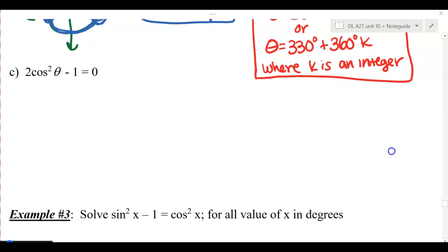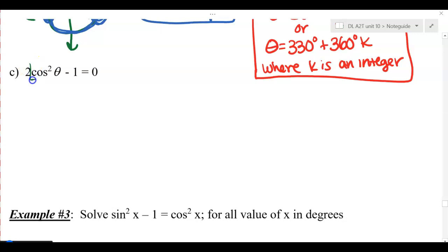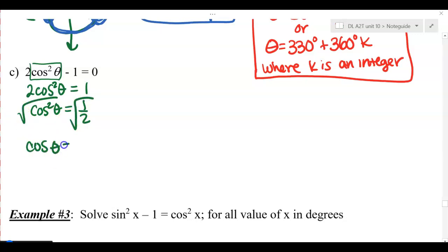Lastly, I'm going to look here at part C. For part C, again, all the cosines are contained right here, so I'm not going to focus as much on factoring as I am on getting the cosine squared alone. So I'll add 1 to both sides first, then I'll divide by 2, and then I'm going to square root both sides. So I'm going to include plus or minus. The square root of 1/2, if we simplify it using our radicals and rationalize the denominator, we get plus or minus rad 2 over 2.